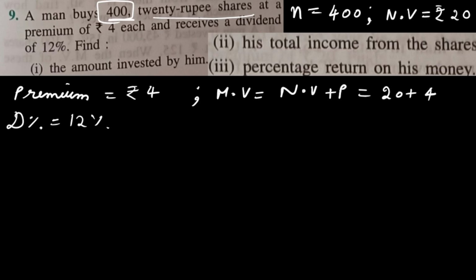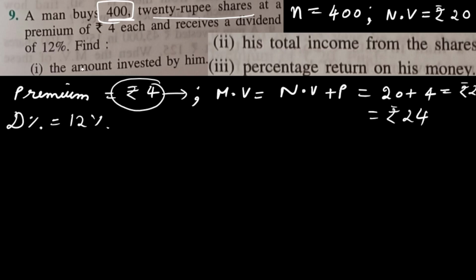So what is the nominal value? 20. Premium is 4. So 20 plus 4 is 24. So we have found the market value, 24. See, in this case, premium was given to us in rupees form, so directly we found the market value. You have seen in the previous question that premium was given to us in percent form. So for those types of questions, first we converted percentage into rupees. Here it's rupees, so it's very easy, directly we can add.